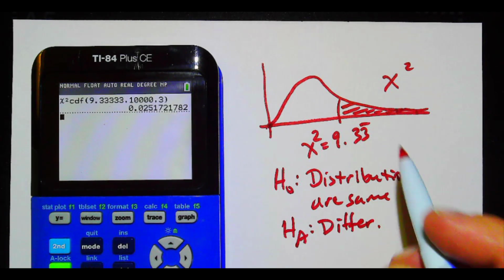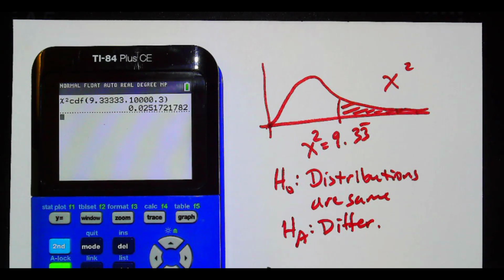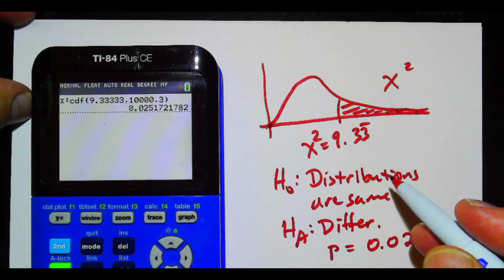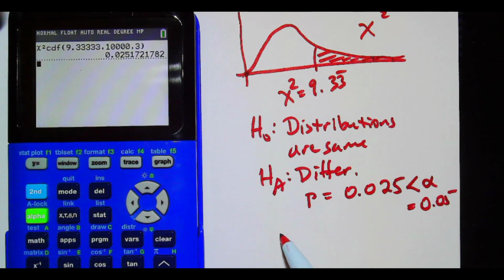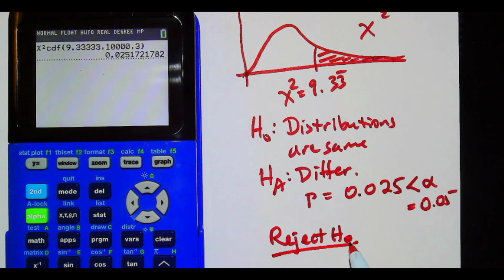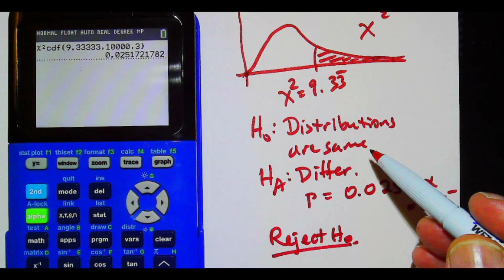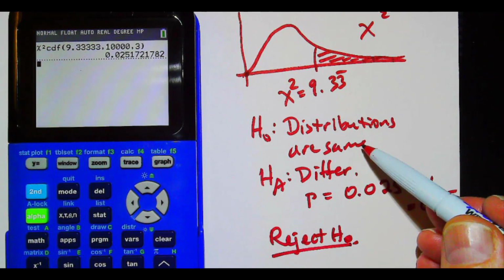So I'll punch that in, and we get a p-value of 0.025. That's less than our alpha, which was 0.05. So we reject the null hypothesis. And we find that the differences are statistically significant so that the distributions differ.